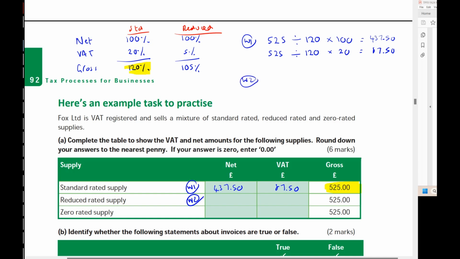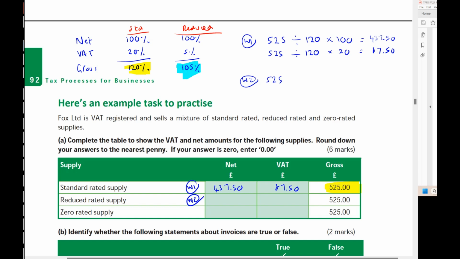And the reason I like this method rather than the shortcuts over like 5/6 and all of that stuff is because it then works again for the reduced rate supply. So I have to learn one method and then I just use it with every calculation. So it's still £525 gross, but for working 2, the VAT included in there is only 5%. So this gross figure of 525 is now 105%.